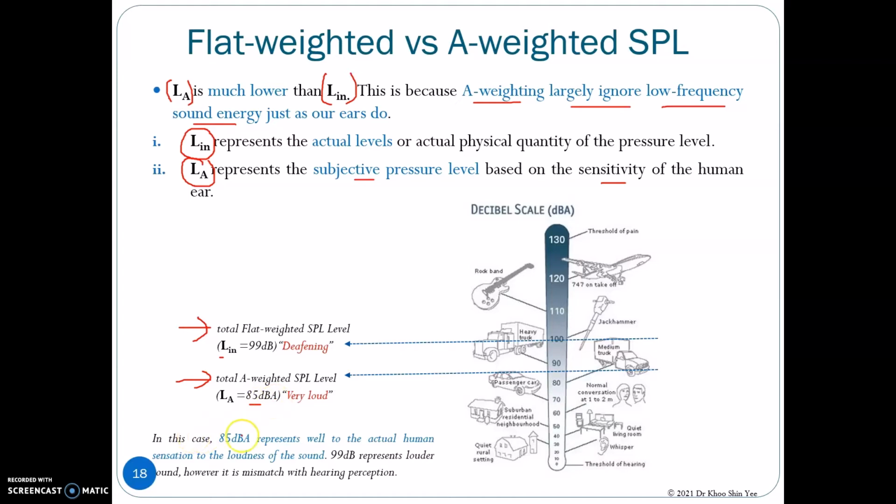So in this case, the 85 dBA represents well the actual human sensation of the loudness of the sound. Instead of deafening, the perception of the sound should be very loud based on the A-weighted SPL level. So bear in mind, our human perception of sound can be represented by LA instead of Lin.